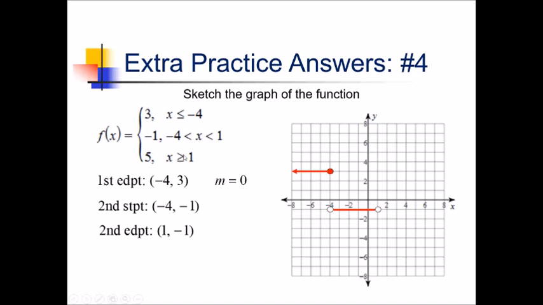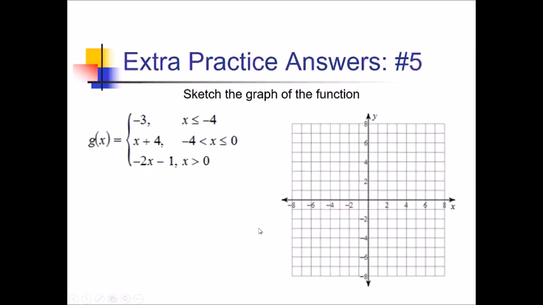And last but not least, we have this horizontal line that's at 5 after we get to x equals 1. So we have the point 1 comma 5 to kind of start this thing off. Solid dot because we have the equals. So we're going, let's see, 1 comma 5 is all the way up here. Slope of 0. So let's just draw a horizontal line going right forever, and we'll call it a day on this one.